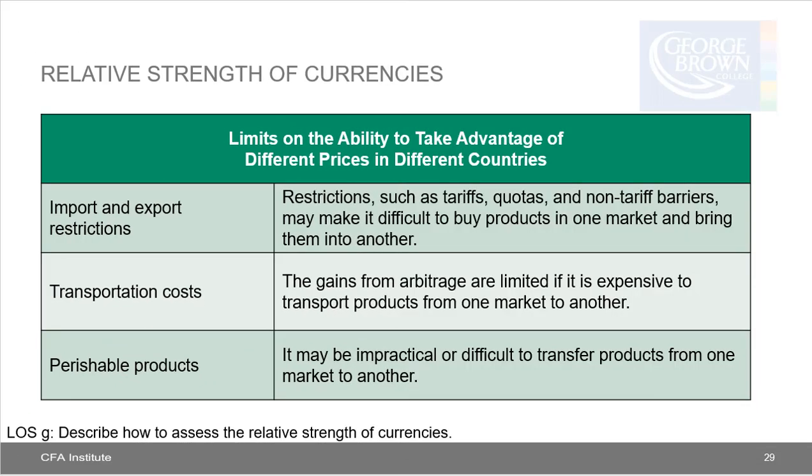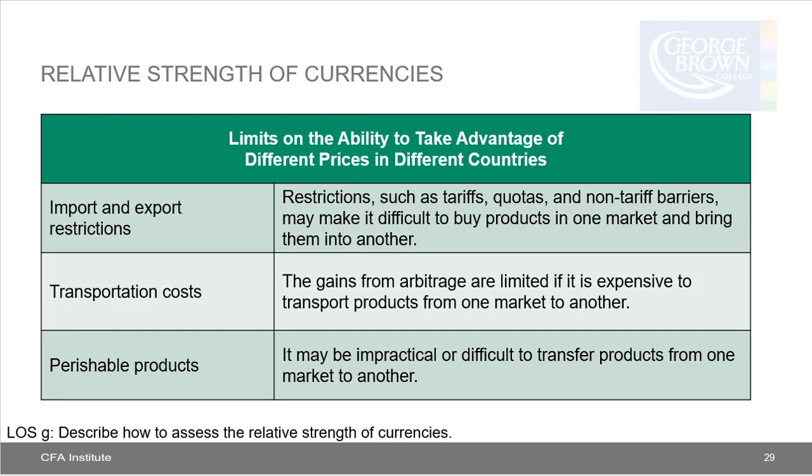Okay, this slide is looking at the limits on the ability to take advantage of different prices in different countries. The example that they're showing in the text is the same automobile is $3,000 cheaper in Mexico. And indeed, that is the case in Canada. Quite often, the price of a car in Canada is much more expensive than you would find it in the States after taking into account the exchange rate, okay? But there are limits on the ability to take advantage of different prices.